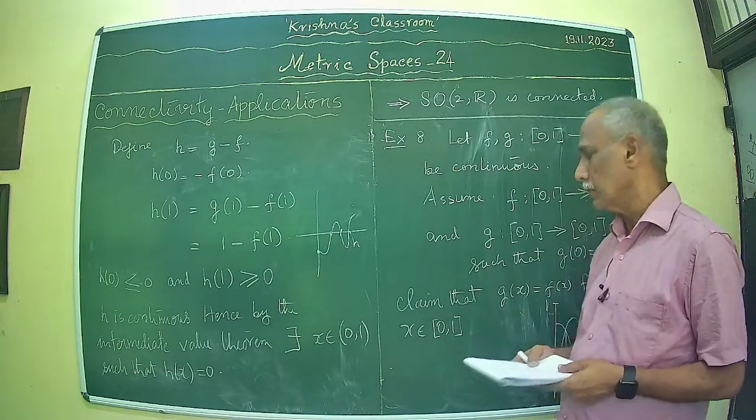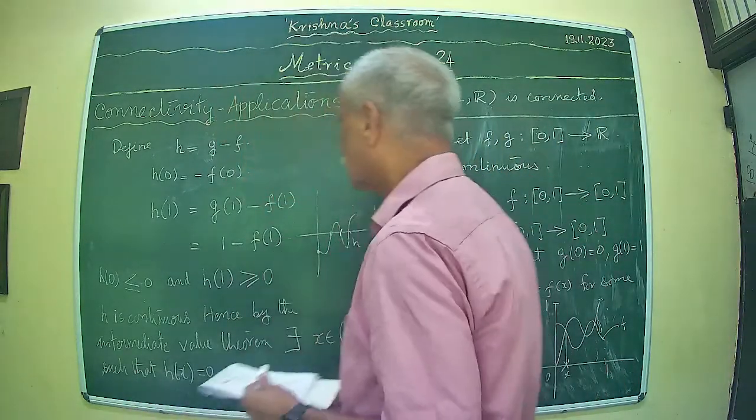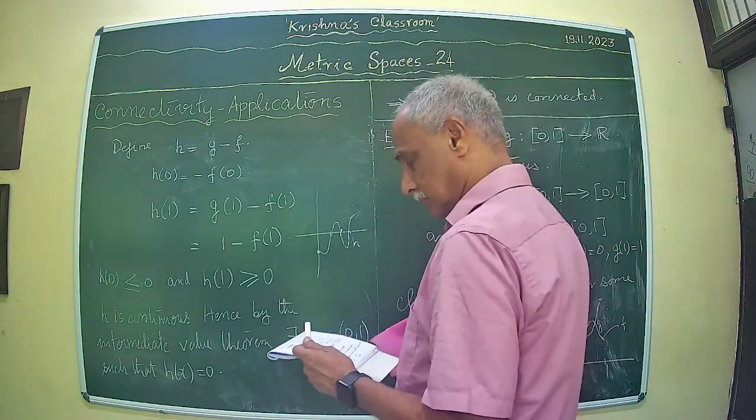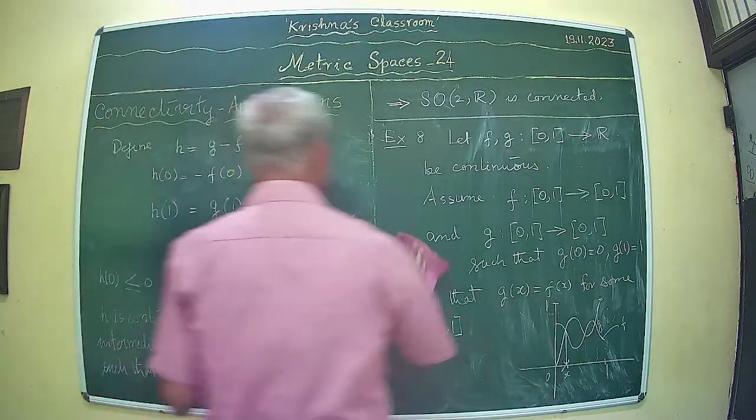So again, you are using connectedness in the background, because we have proved the intermediate value theorem using connectedness. Another example.